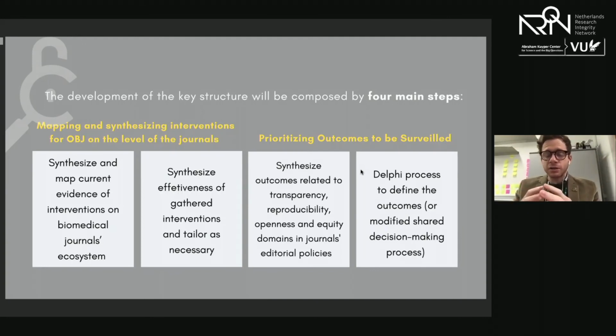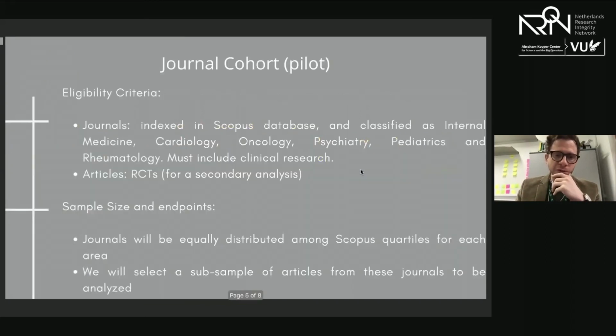And the second step: in the domains of transparency, openness, reproducibility, and equity, there are a bunch of outcomes that we can measure, monitor, and try to change over time. Then we need to prioritize these. So we need to synthesize and map them, and then through a Delphi process or a modified Delphi process, go for a decision-making process, and then run the interventions.